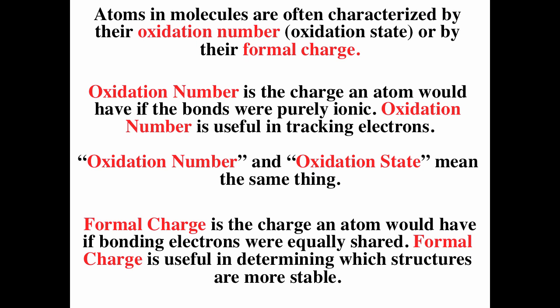We can characterize atoms and molecules by their oxidation state or oxidation number. I'll use oxidation state and oxidation number interchangeably. We use oxidation state to track the electrons. Oxidation number is the charge an atom would have if the bonds were purely ionic. We can also use formal charge to characterize atoms in a reaction. Formal charge is the charge an atom would have if the bonds were purely covalent, if the bonding electrons were completely equally shared. Formal charge is used to determine the structures that are most stable. Oxidation state is used to monitor the transfer of electrons.